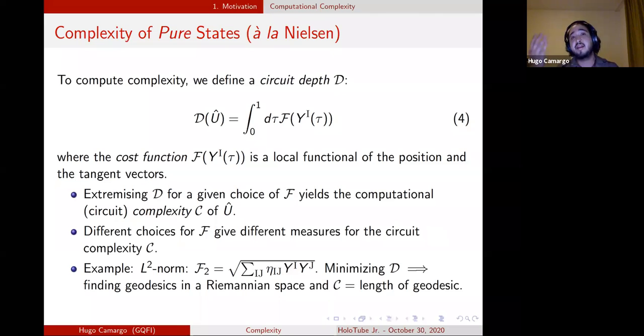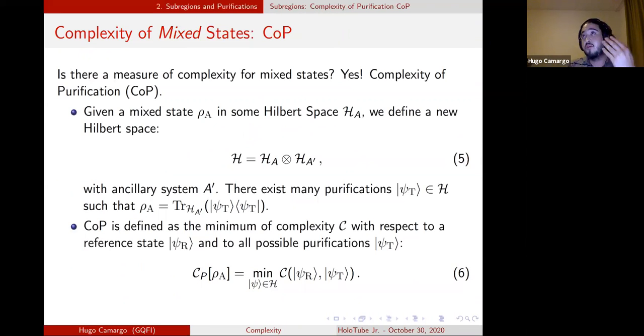Now, this is all very good. But one thing that I mentioned before is that I was dealing with pure states. And one natural question that we can ask is, is there a notion of complexity that works also for mixed states? Or what notions of complexity for mixed states can we find? And one of these notions is called complexity of purification.